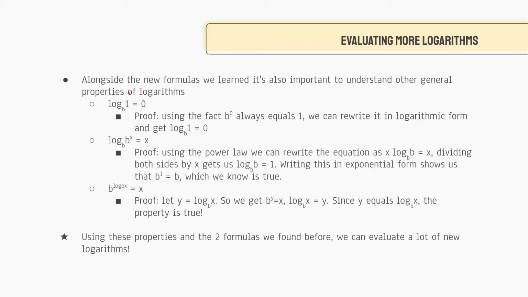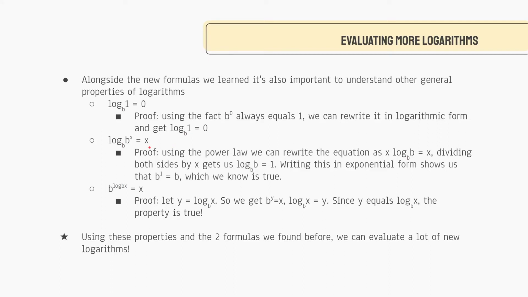Well, why is that the case? Well, we can rearrange this and write it in exponential form. So we get b to the power of 0 equals 1. And so that always makes sense, right? Anything to the power of 0 will be 1 as long as it's not 0, which perfectly fits with our definition of b in the context of a logarithm. And so we have proven that this is correct simply using this fact here.